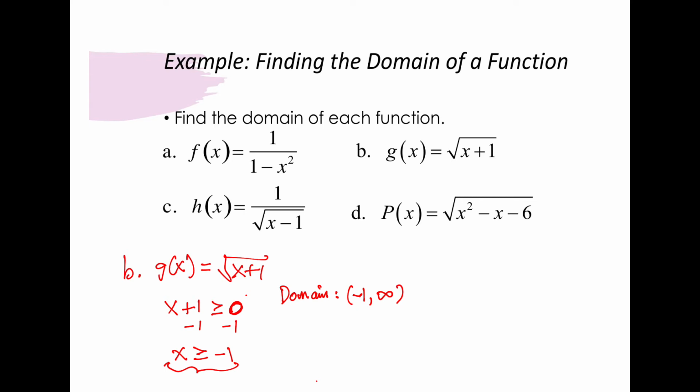Actually, I'm sorry, I want to include -1. So here's where, instead of using a parenthesis, I would use a bracket, because -1 actually gives us 0, but 0 is okay. We don't mind zeros underneath the square root. So here we actually want to include -1 because of that equals part of x greater than or equal to -1. If it was just greater than, then we would use a parenthesis. That would exclude that -1.